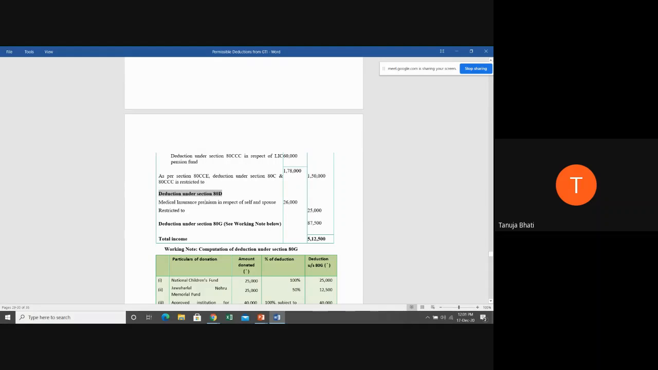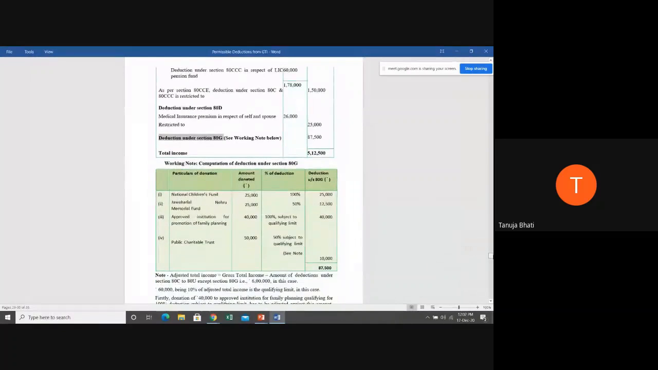Next, deduction under section 80D, we saw in the sum that medical insurance was paid in respect of self and spouse. So when we added the total, it came to 26,000. But he will not get a deduction of 26,000 because deduction is restricted to only 25,000. Next, deduction under section 80G, we saw there were four different donations. So for that, we need to do a working note. So let us see the working note.